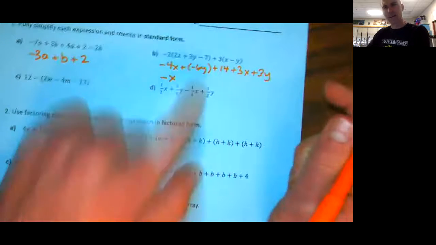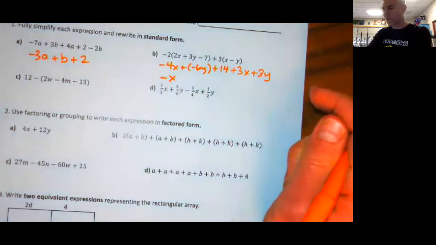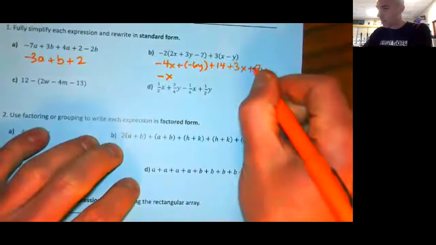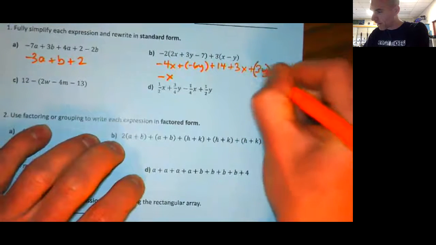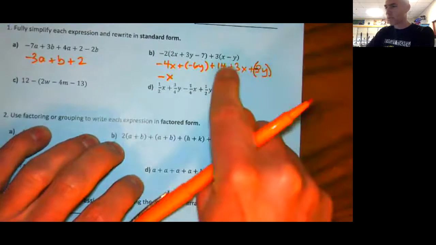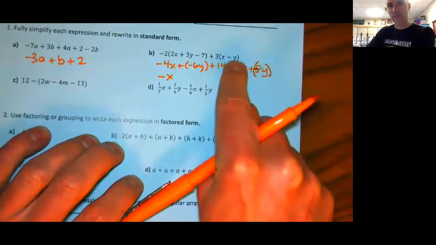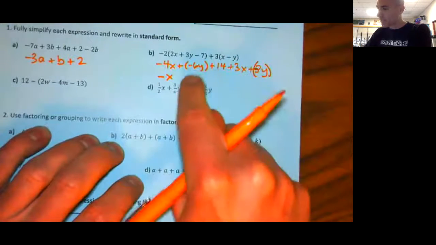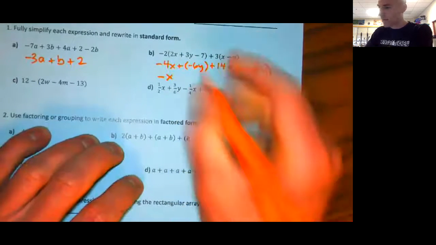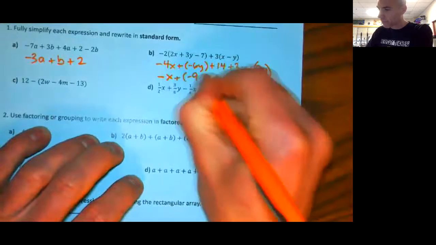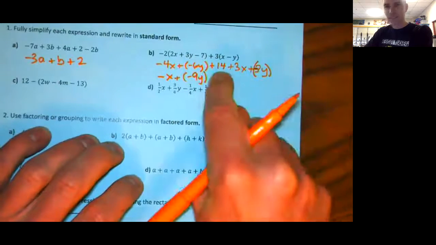And negative 6y. I realized, wait, I know the answer is supposed to have a negative 9y in it. What did I mess up? This should be a plus negative 3y right here, or a minus 3y, because I have that minus sign in front of the y there. So now I've got negative 6y and negative 3y. That comes out to negative 9y. And lastly, I've got this plus 14.